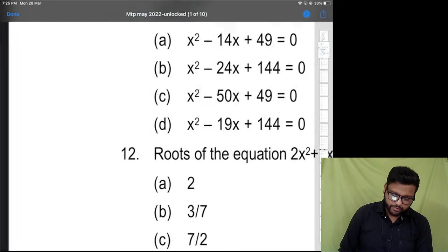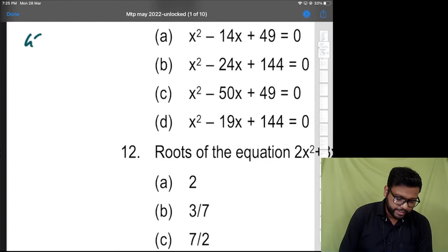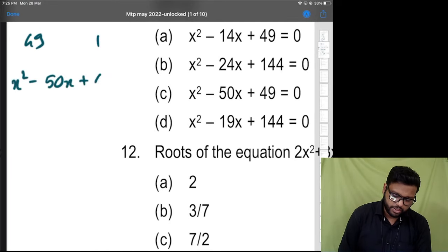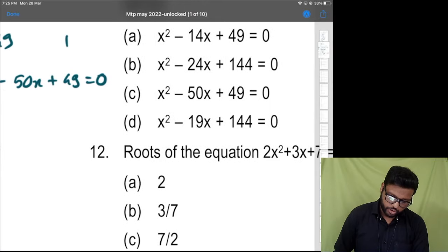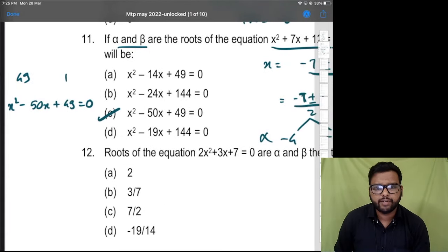Now how do we find the equation? Equation is always 49 and 1 are the two roots, right? So x square minus sum of roots into x plus product of roots is equal to 0. So option C is the correct answer for question 11.